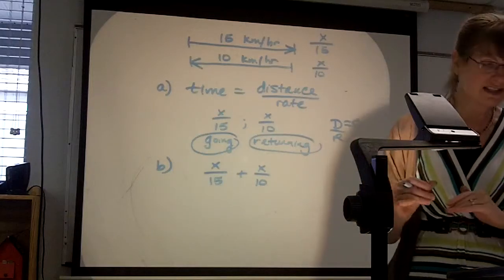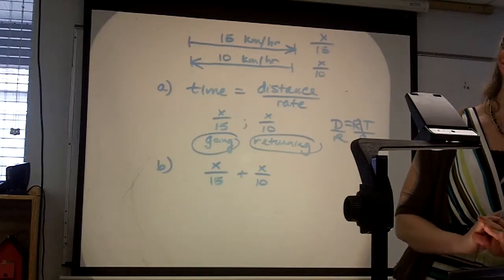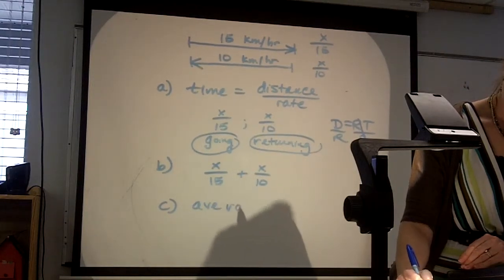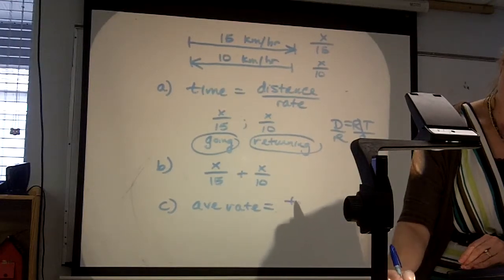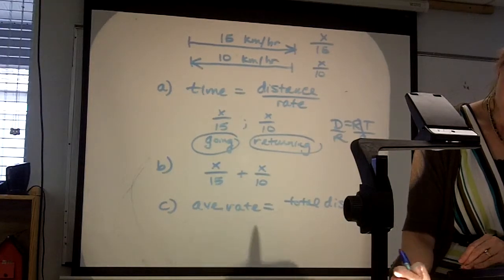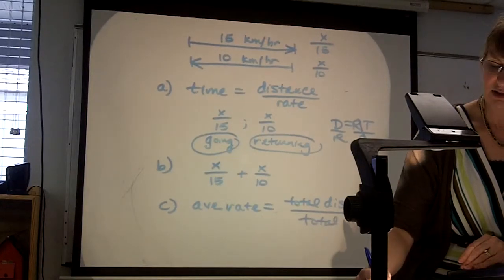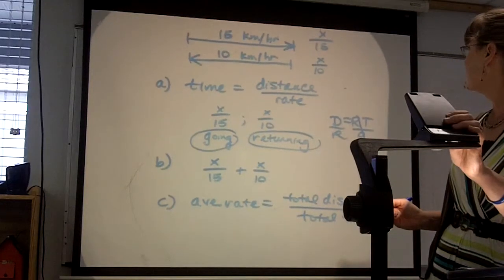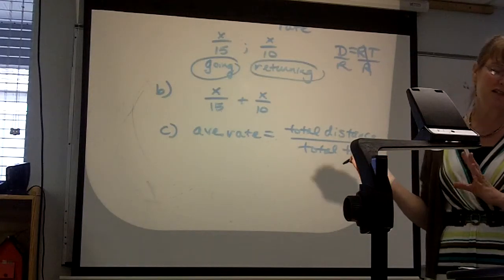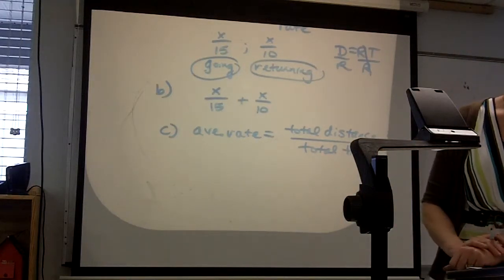Okay, now letter C, it tells us to find her average speed by using the fact that the average rate, and again, I'm not making this up, the average rate equals the total distance. Average is an abbreviation. I'm going to scoot this up a little bit so we can see better. So the average rate equals the total distance divided by the total time, okay?